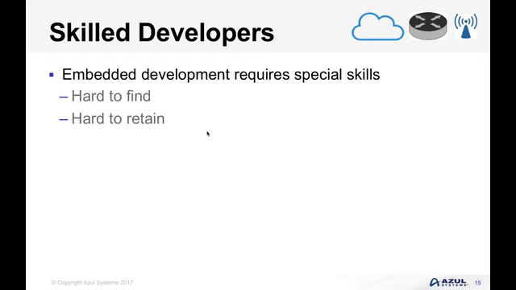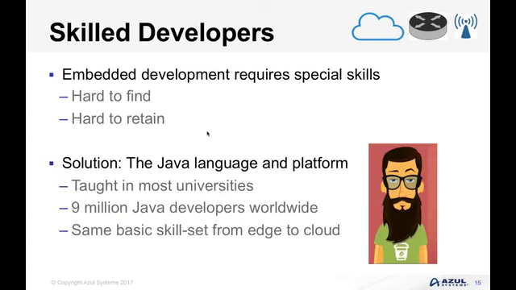Skilled developers. Okay, so we've talked a bit about some of the ways that we need to protect our code and some of the easier ways that we can develop code. But having developers can be an issue. So traditional embedded development, gateway development requires special skills. Those special skills can be hard to find, and once you've found people with those skills, it can be hard to retain them afterwards. Java solves that problem.